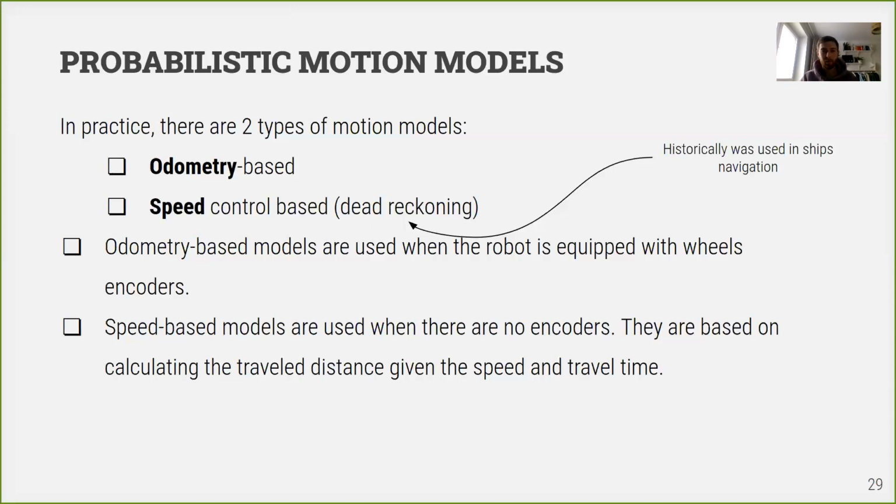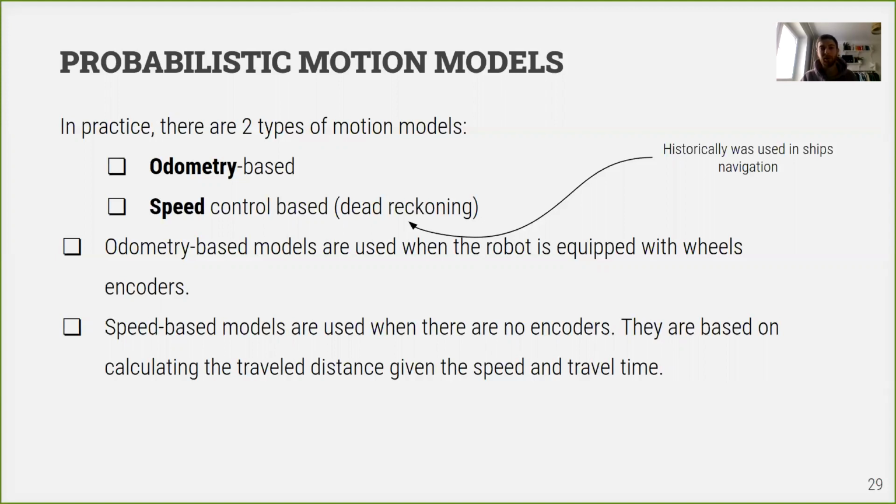And the second category of models is used if we don't have encoders and we cannot estimate our robot motion from encoders, but we know the speed we are giving the robot. For example, we are commanding the robot to travel with such linear and such angular speed. If we know that, we can use it for our motion modeling. Yeah, and as the slide says, speed-based motion models are based on calculating the travel distance given the speed and travel time. And by speed, we mean both linear and angular speed.